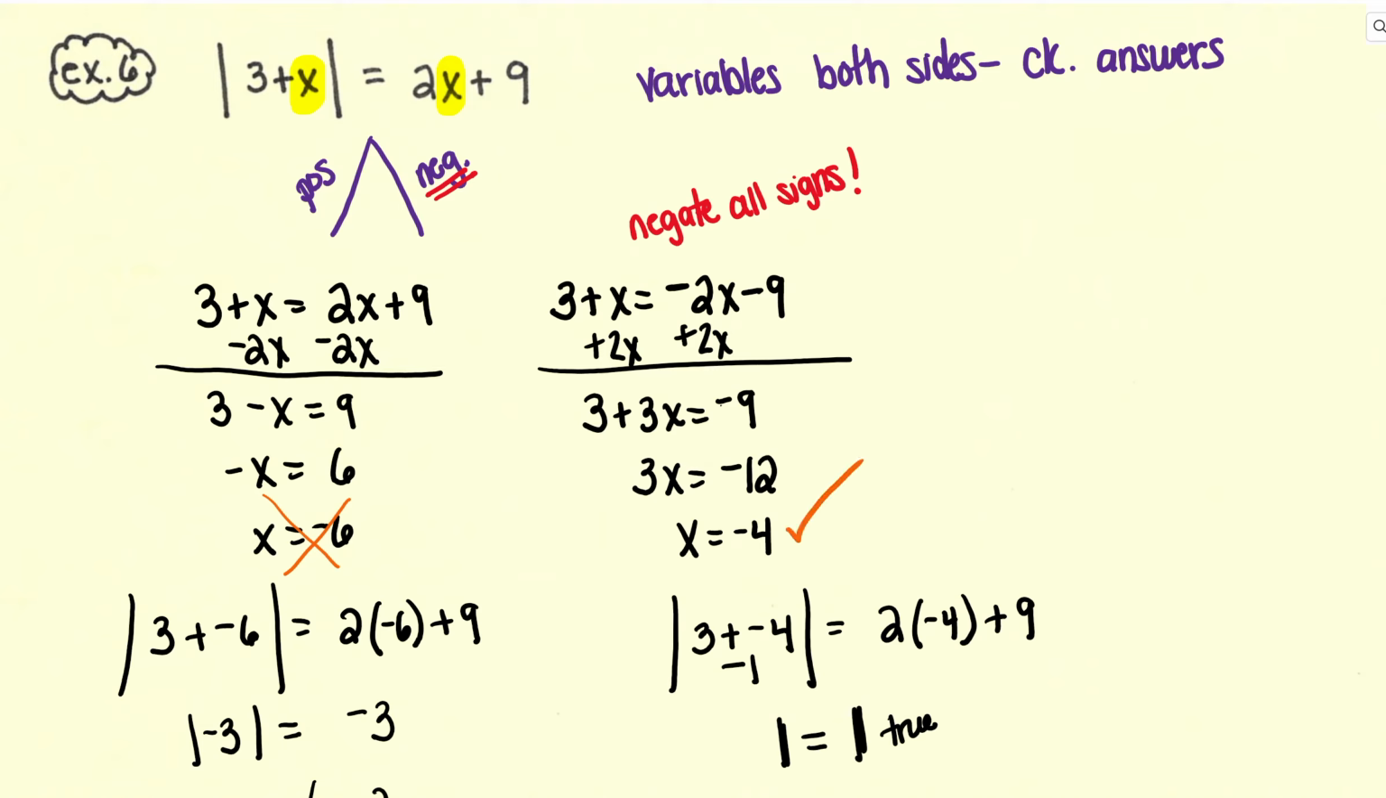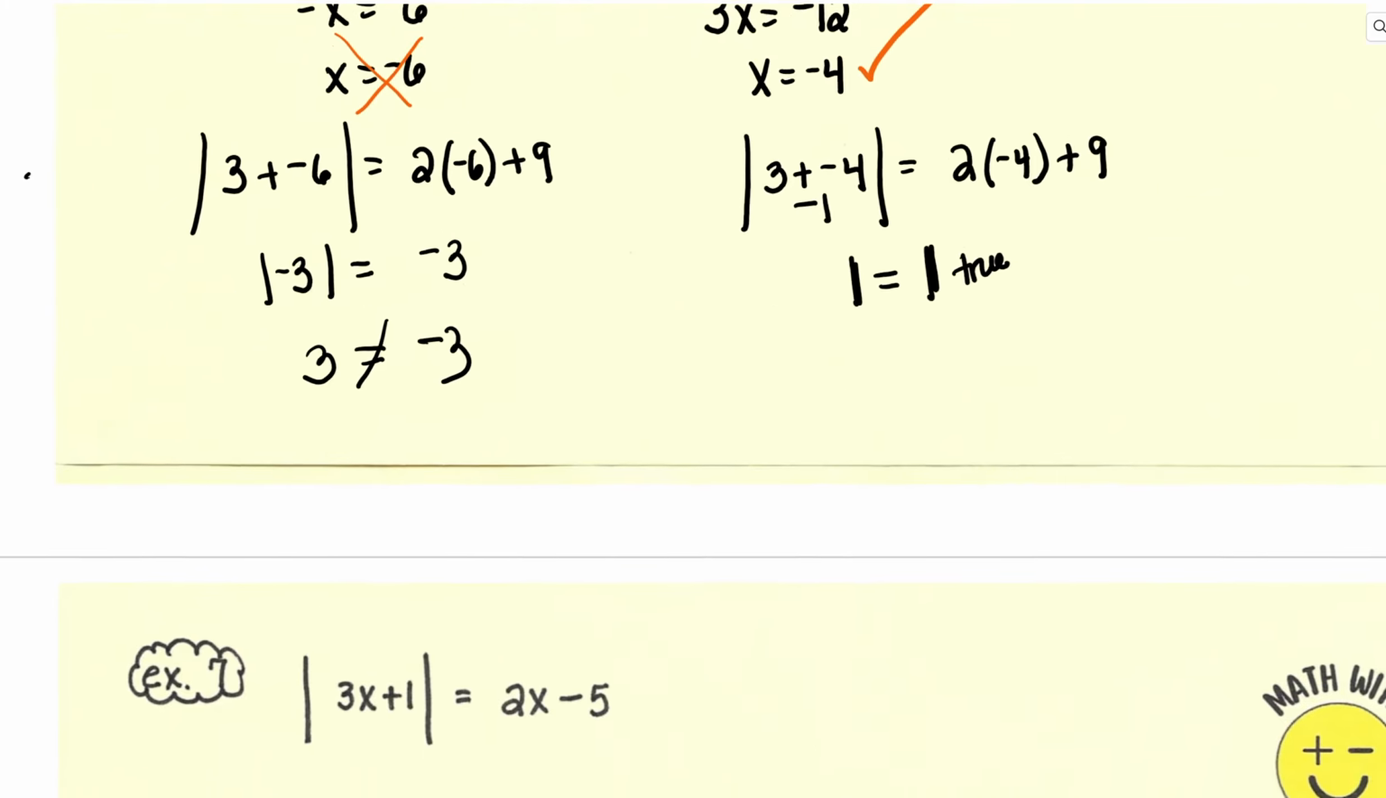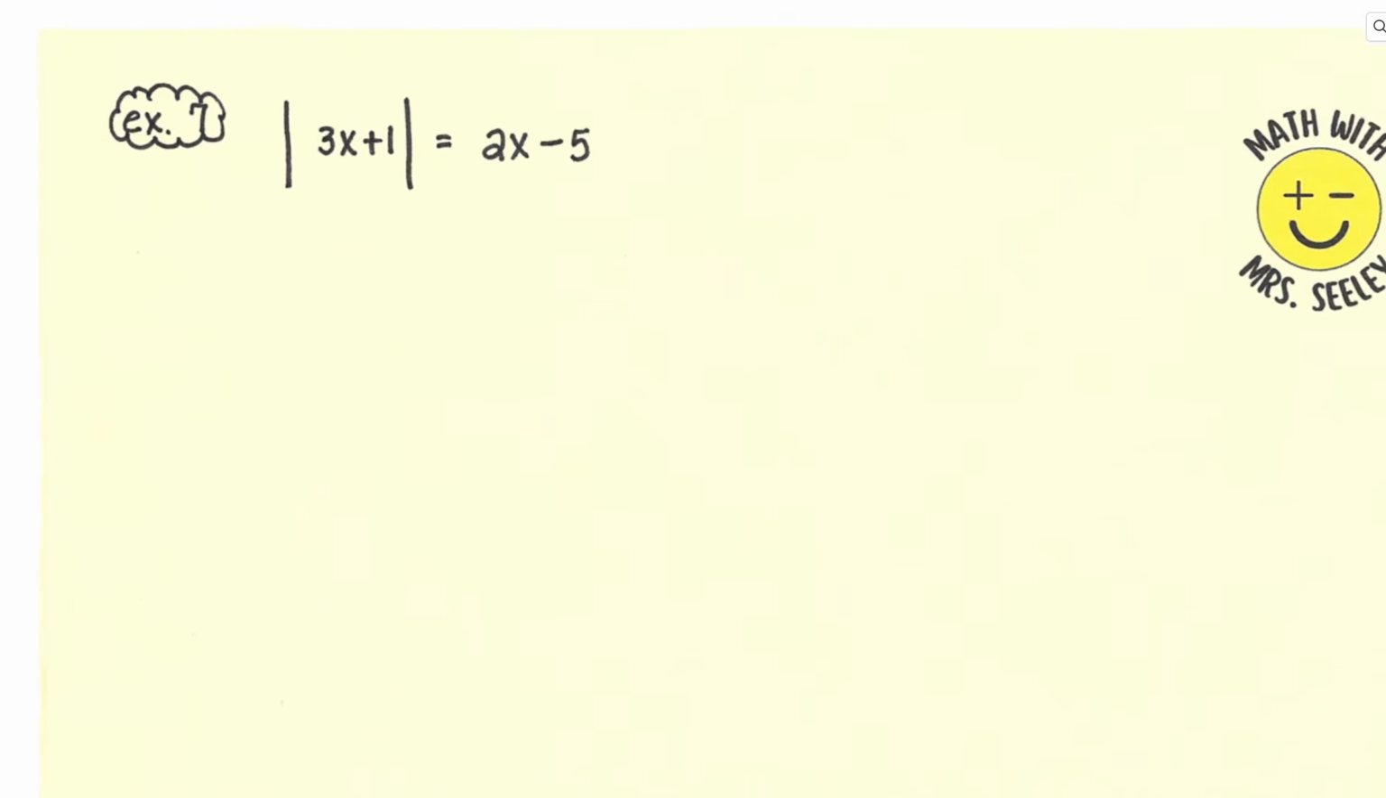And you want to check, sometimes you have to throw both answers out. Sometimes you get to keep both answers, and then sometimes you keep one and don't keep the other. It's just the nature of each problem. Let's take a look at number 7.